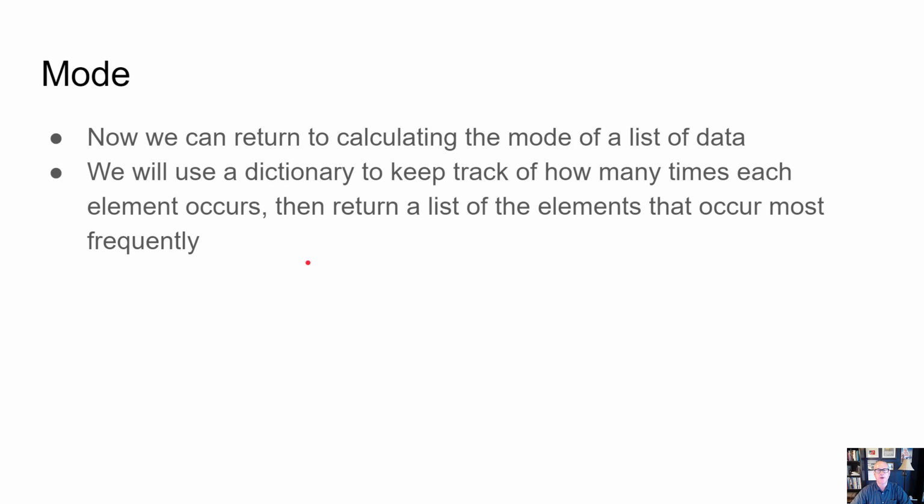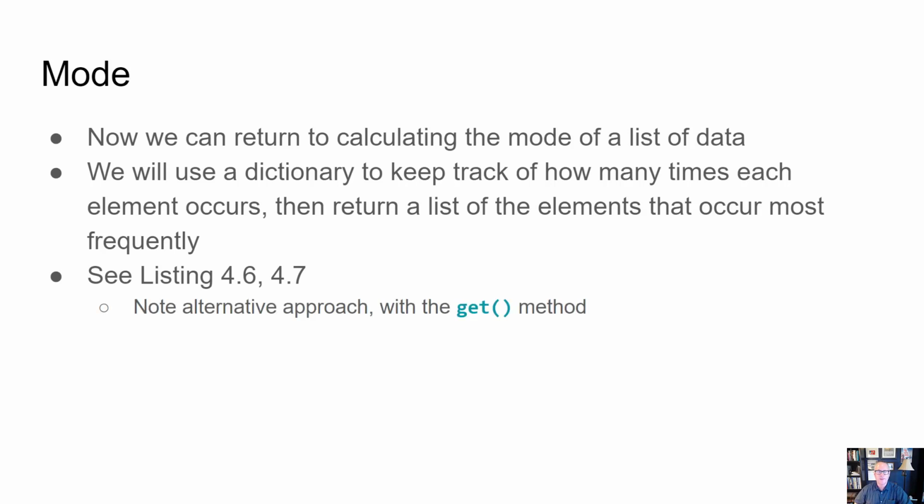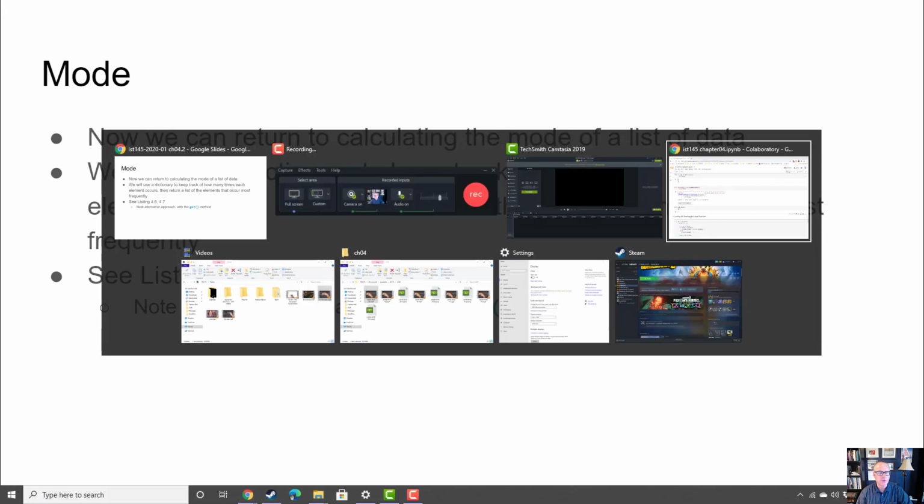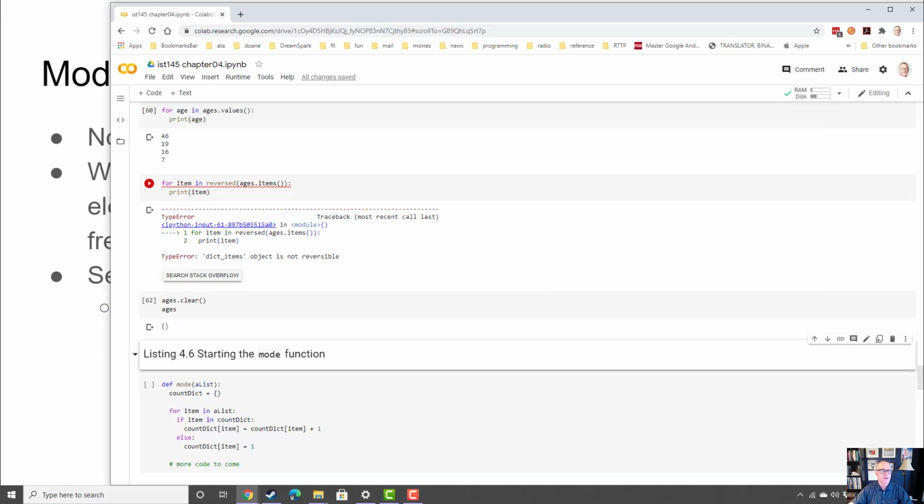We're going to use the dictionary to keep track of how many times every element occurs and then return a list of those elements that occur most frequently. So let's take a look at listings 4.6 and 4.7 and note that there is an alternative approach listed in the second one using that default not found value in the get method call. So let's take a look at that.